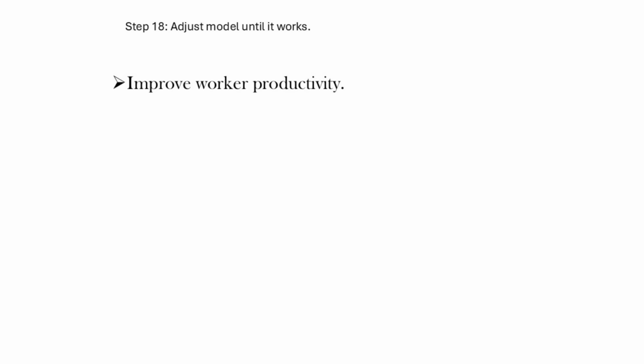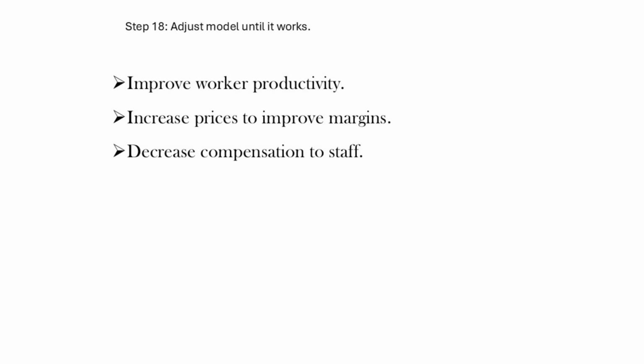This final step will allow you to tweak this model so that you know how to scale. Here are some ideas I would consider for our current model. First, I would improve worker productivity. Instead of 80%, maybe workers could be 90% productive. Or maybe I could just include the inefficiencies of our workers in our direct costs. I could increase prices to improve margins. I could decrease compensation to our staff.